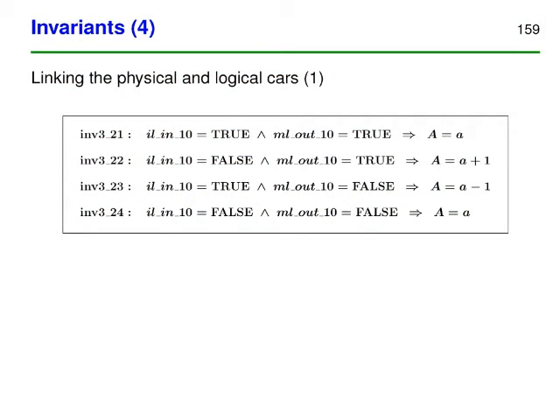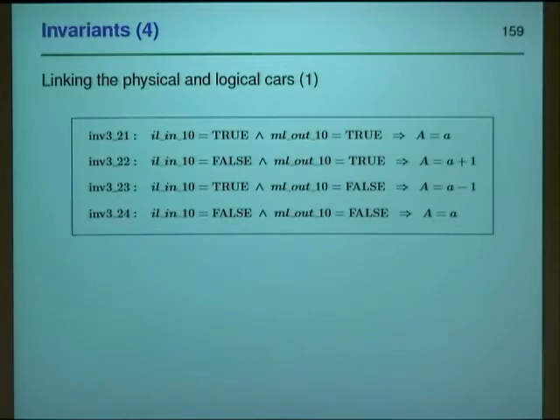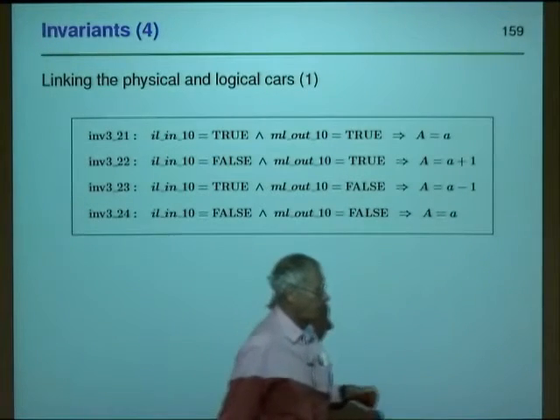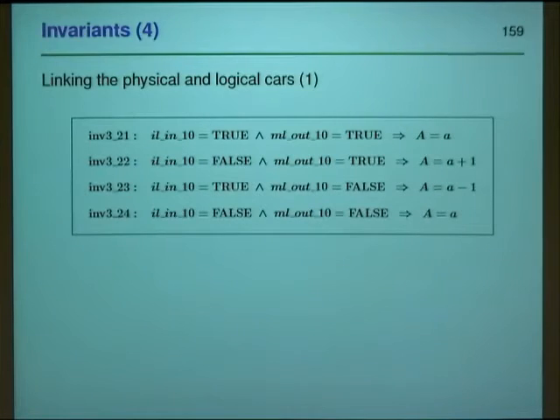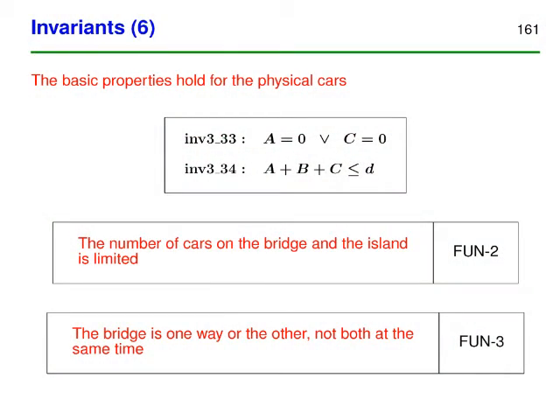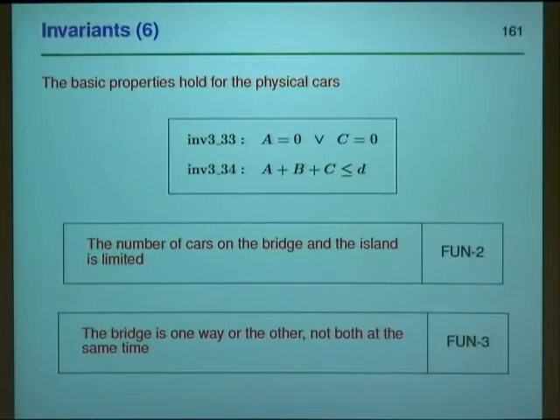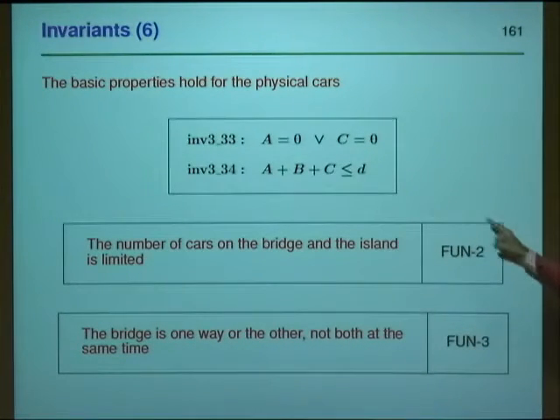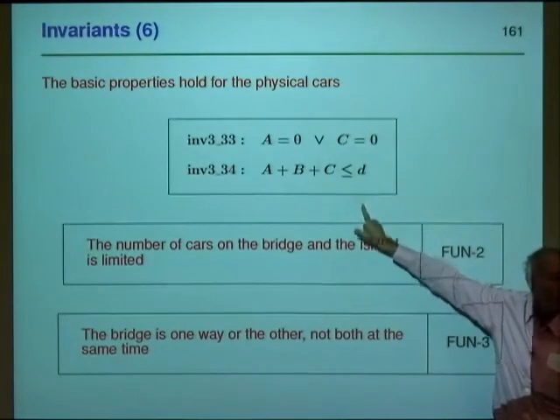And now I'm linking the small a and the big A, and you see that sometimes small a and big A are the same. Sometimes we have A is A plus 1, or A is A minus 1, or again big A is small a. This is precisely the question that we have a fuzzy picture, small a, which is not always the same as big A. And we have the same for B and C. And now what we have to prove is precisely that the one way property and the fact that the number of physical cars is smaller than D are still true. So here we prove that, in spite of the fuzzy picture on small a, small b, and small c, the program is able to maintain this one.